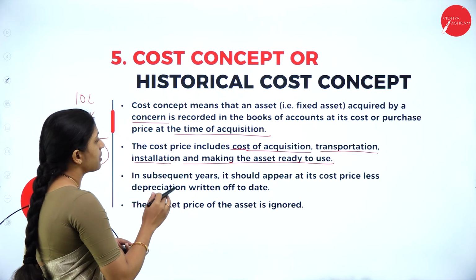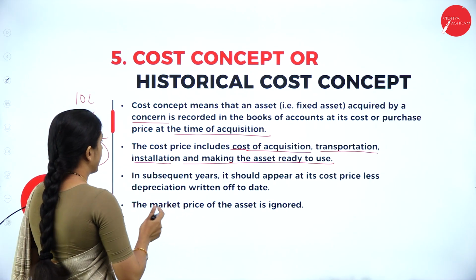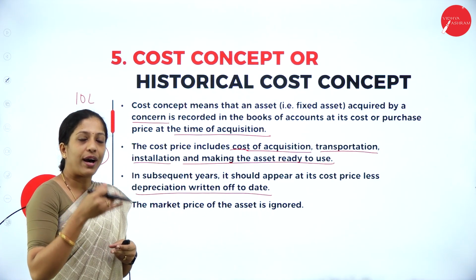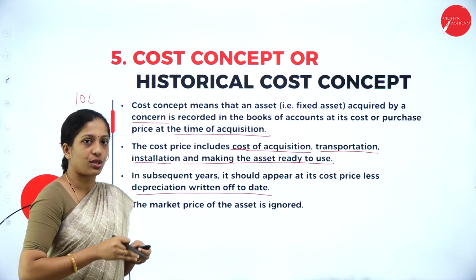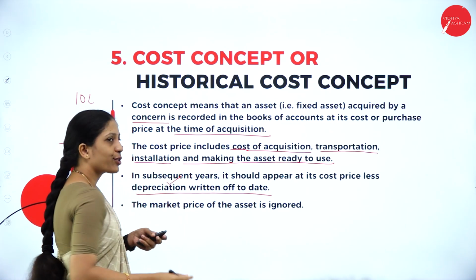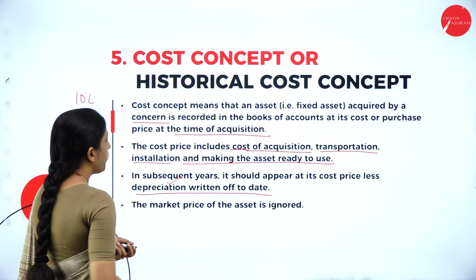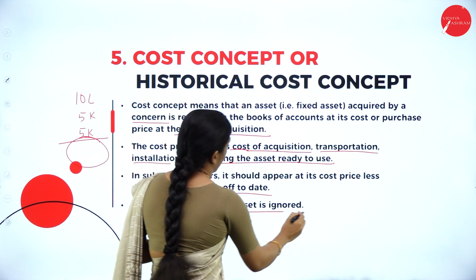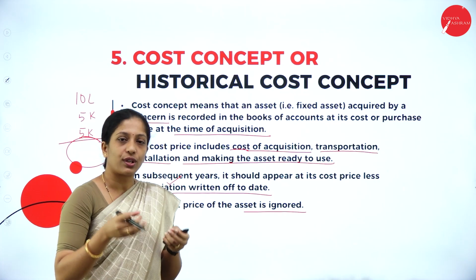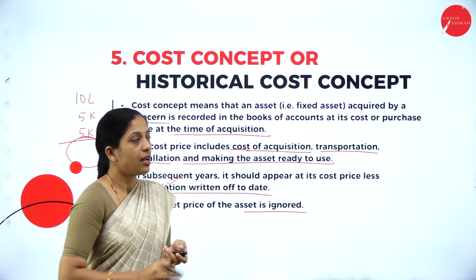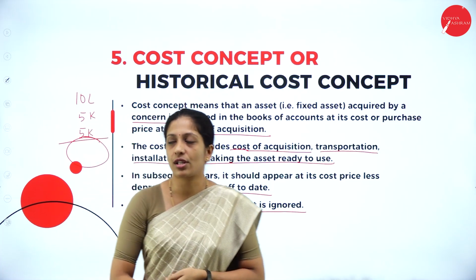In subsequent years, it should appear at its cost price less depreciation written off to date. Of course, when the value of that particular asset reduces, which is called as what? Depreciation. So that also should be considered while recording in the books of account. The market price of the asset should be ignored. So here we are going to take into consideration the cost price of the asset, not the market price. So hope you are clear about the cost concept.